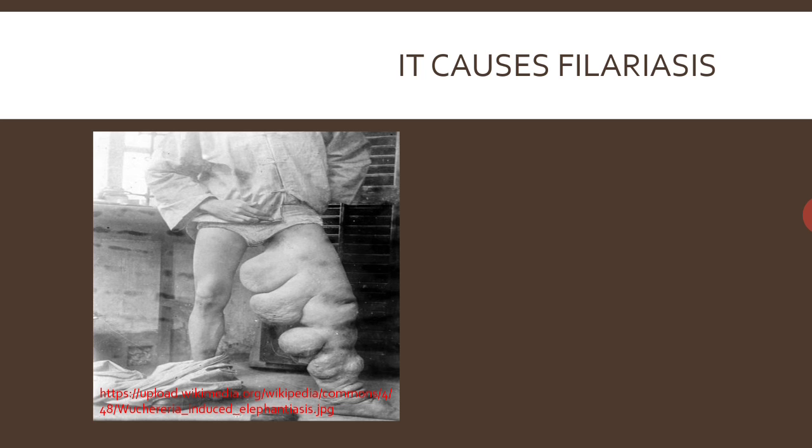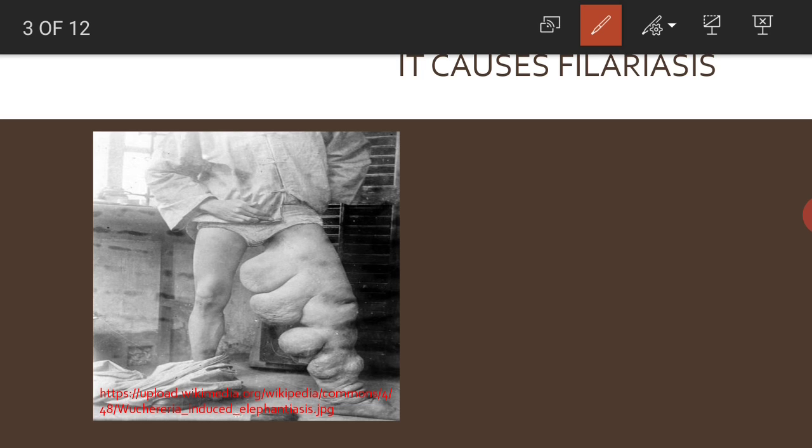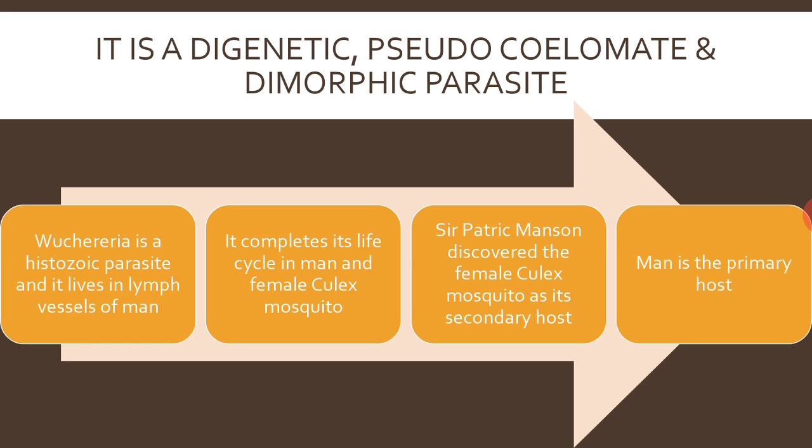Here you can see the patient of filariasis. Here it is clearly seen. There is some sort of swelling of lower limbs, of course, and it is caused due to the swelling of lymph glands and lymph vessels. And the leg looks like a leg of an elephant. Hence, it is called elephantiasis.